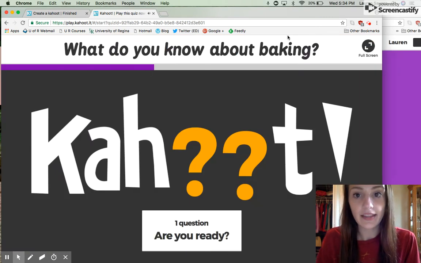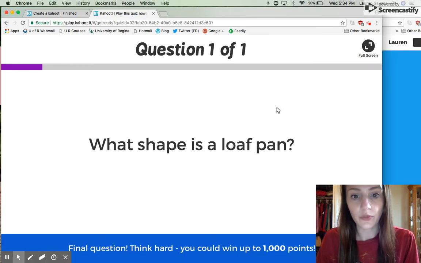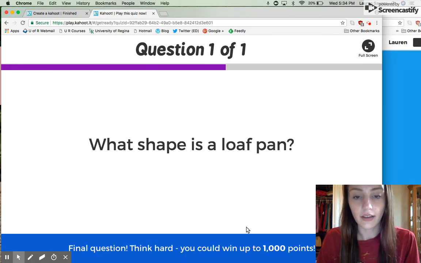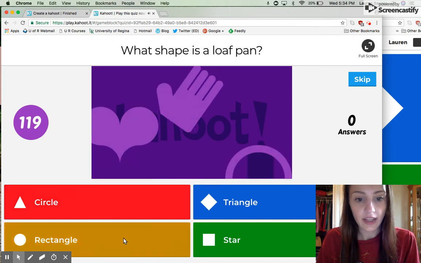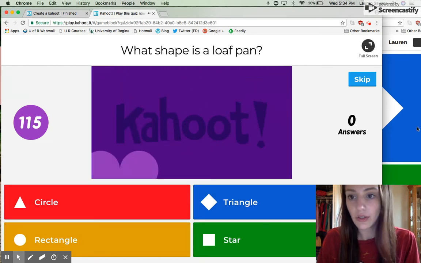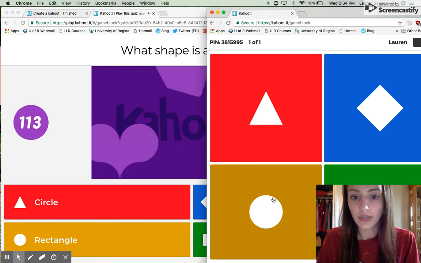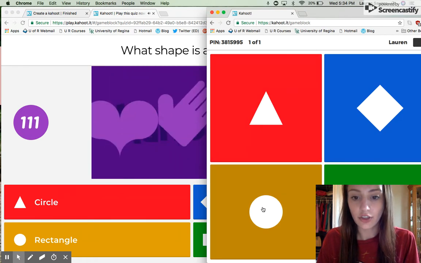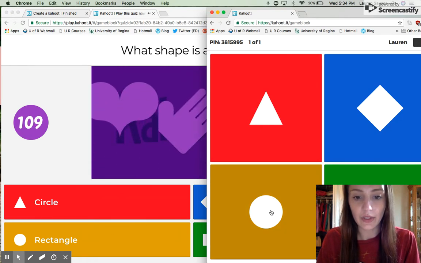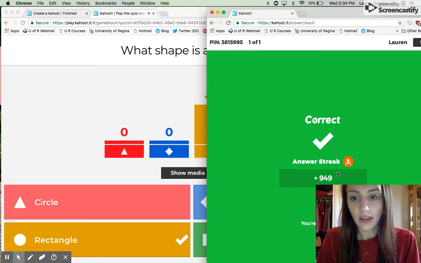So what do you know about baking? This is the title of the quiz. And so first it's going to ask you the question, what is the shape of a loaf pan? Okay, so now you find the answer that corresponds with it. Okay, so rectangle, which is the yellow circle. So students would look on their own devices and click the shape and image that corresponds with the correct answer on the board.